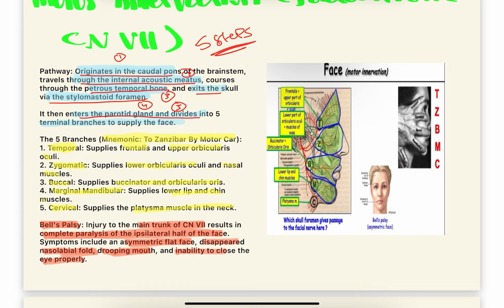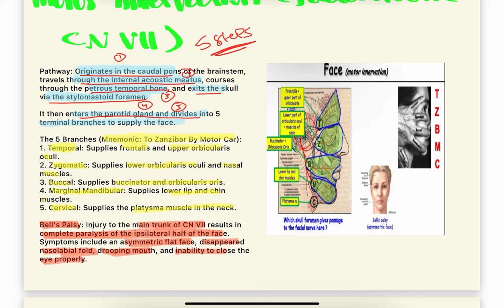Now, what if I have an injury to the main trunk? I didn't specify a branch. I said to the main trunk of the facial nerve. It would lead to Bell's palsy. I told you to put this term in your head until we reach it, and now we reached it.